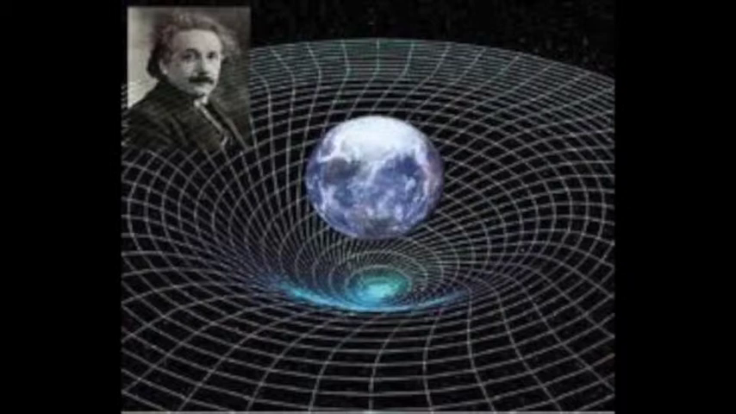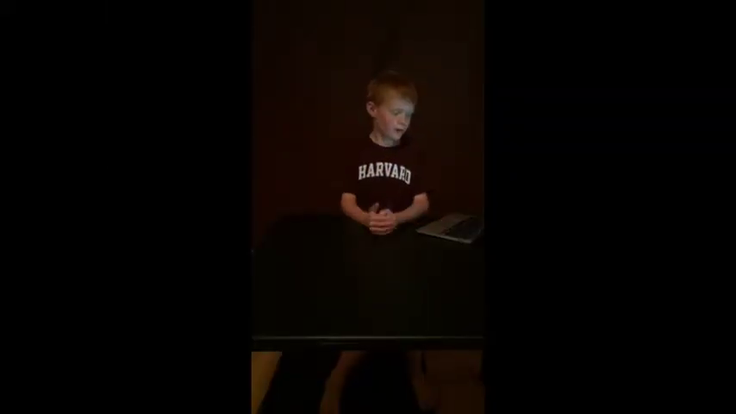Mass creates a dip in space. This dip acts like a funnel, and things can fall into the funnel. The more mass something has, the more gravity it has, because it warps space more. On the surface of a planet with more mass, the object is heavier than on a planet with less mass, due to more mass equals more gravity.